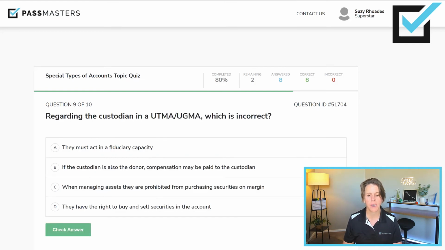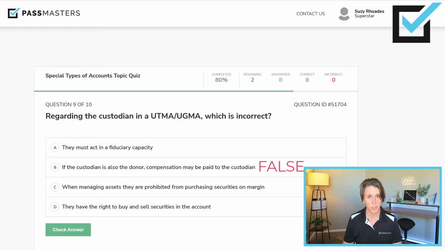Regarding the custodian in a UTMA, UGMA account, which is incorrect? So there's going to be 3 trues and 1 false. Let's check all 4 choices. They must act in a fiduciary capacity. The custodian, true. So for the benefit of the child. If the custodian is also the donor, compensation may be paid to the custodian. False. If the custodian is also the donor, compensation may not be paid to the custodian.